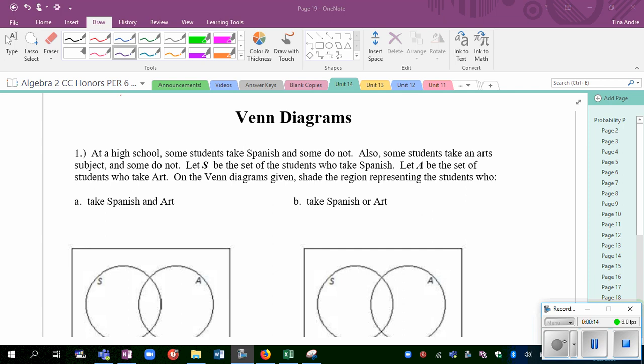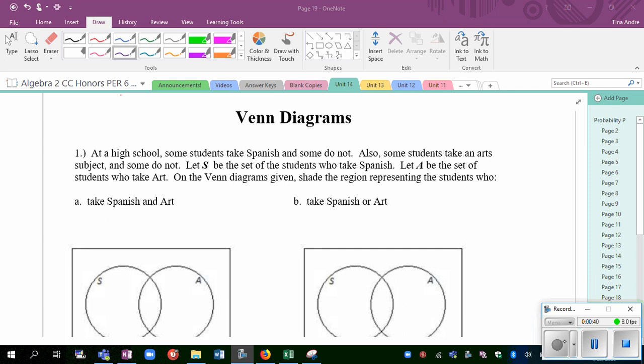So first of all, it says at a high school, some students take Spanish and some do not. Also, some students take an arts subject and some do not. Let S be the set of students who take Spanish and let A be the set of students who take art. On the Venn diagram, shade the region representing the students who, and then we're going to look at the different situations. So this first one is saying they take Spanish and art.